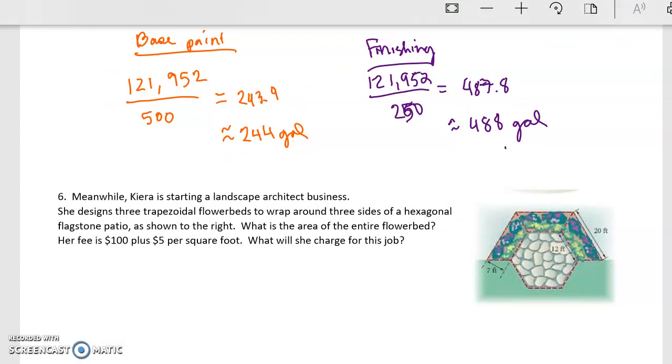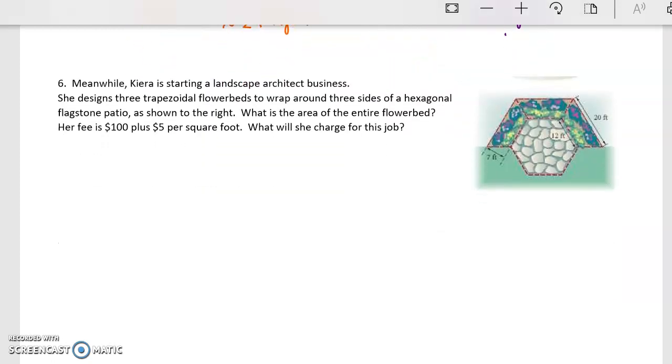Okay, and our last one is we have a landscaping architect business. We have 3 trapezoidal flower beds around 3 sides of a hexagon. The area of the flower beds, what is the area of entire flower beds? So if we have 1 here, okay, so the height is 7 feet. You can see this little distance here is marked off at 7. One of the bases is 12 because it's the side of the hexagon, and then the other base is 20. So it says, what is the area of entire flower bed?